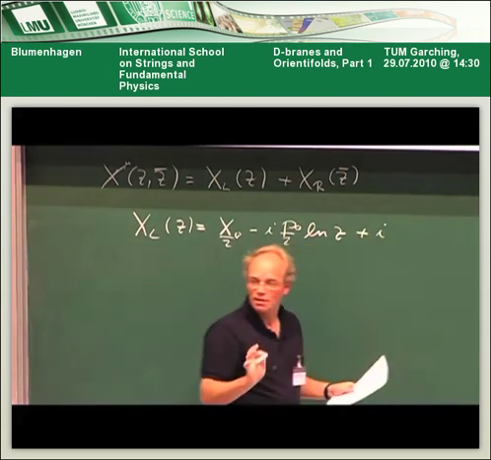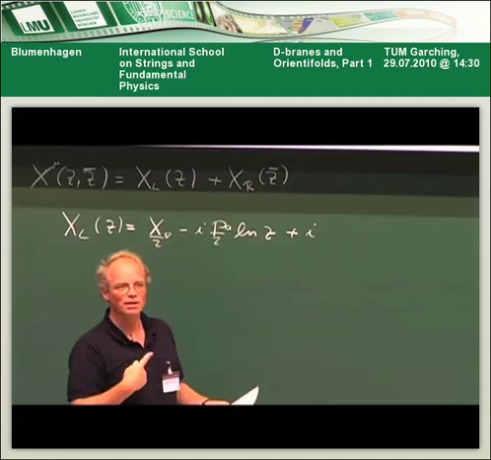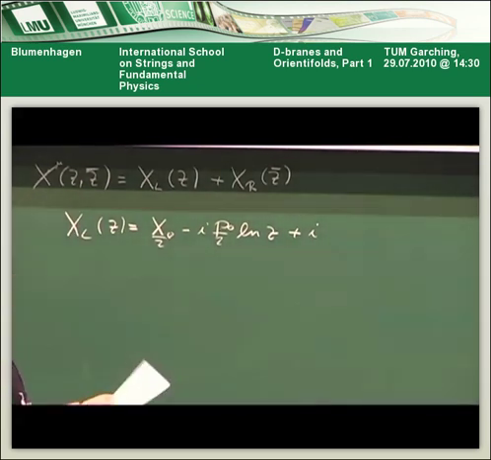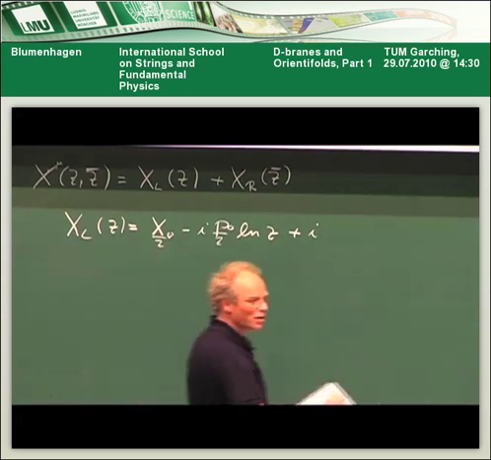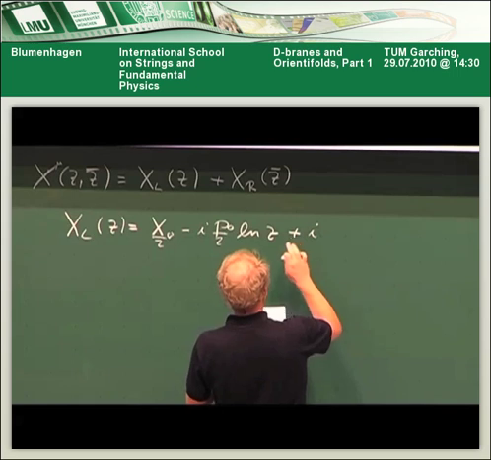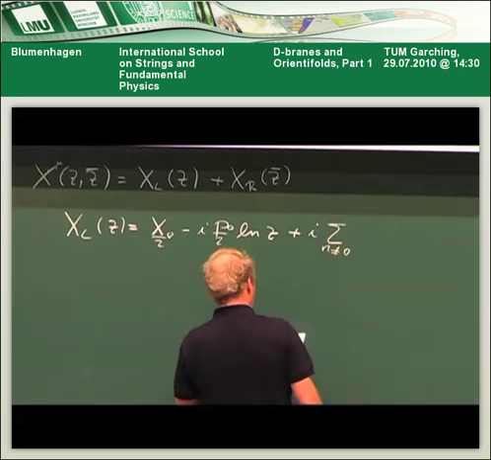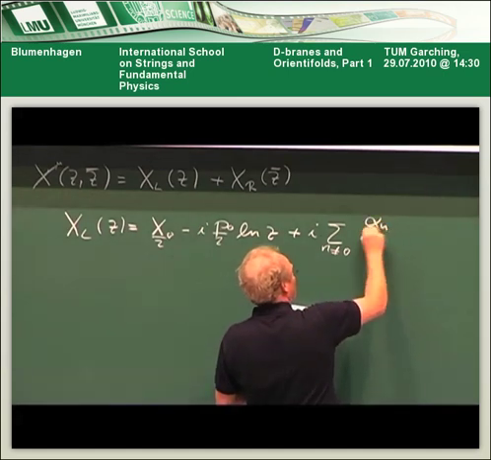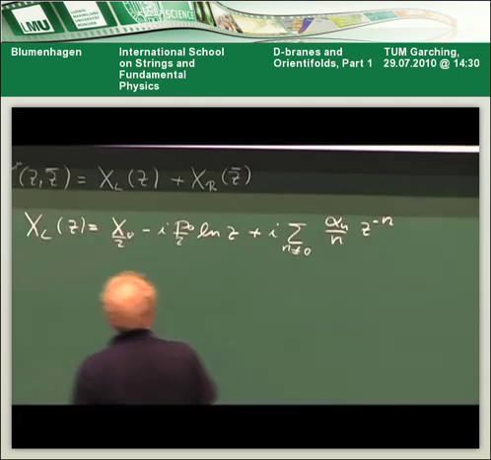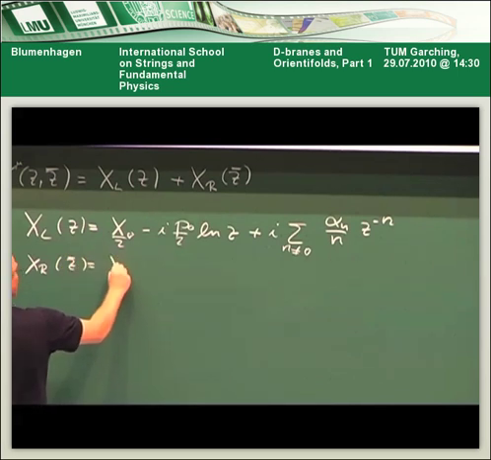This has been discussed, I hope. Is Neil here? You have discussed that, right? Okay, because somebody looked like I'm talking about something out of this world. Good, so then I can continue. Then you have the oscillator modes, alpha n over n, z to the minus n, and the same or similar thing for the right movers, which just depend on the complex conjugate coordinate.